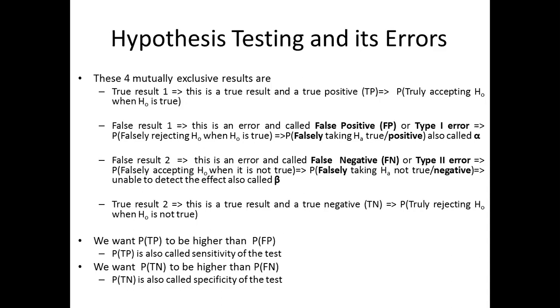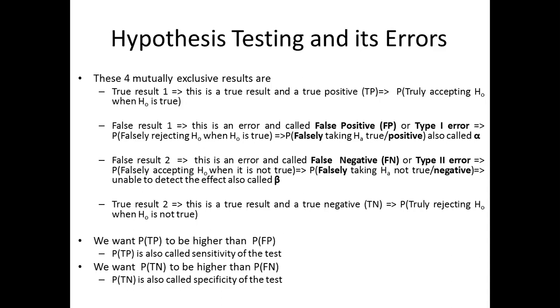We can have a false result 1. This is an error and is called false positive or type 1 error, and it shows the probability of falsely rejecting H naught when H naught was in actuality true. It is similar to say it in this way: the probability of falsely taking HA to be true or positive when in actuality it is not. Since it's an error, it's called a type 1 error as indicated just now, and we symbolize it with the symbol alpha. Please note that later on you will see that this alpha is the same alpha that we discussed in the confidence interval situation as well, when we are doing the estimation problems.